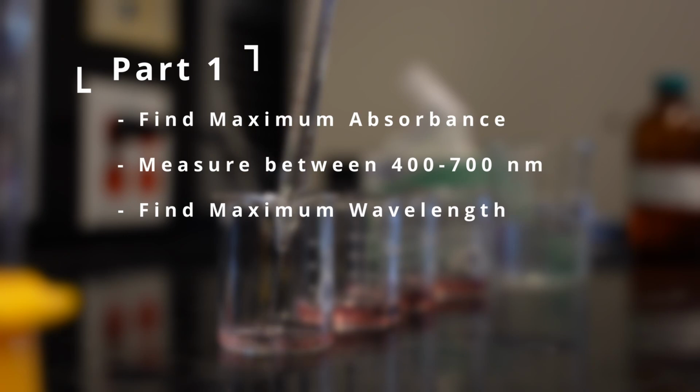This lab is separated into two different parts, and everyone is split into groups of two, with each person completing their assigned parts. Part 1 is about using a spectrophotometer to find the maximum absorbance within a specific wavelength of a specific food coloring substance, which is given to you by our TA. You'll then measure the absorption spectrum of the dye between 400 and 700 nanometers and determine the maximum wavelength of said food coloring dye.